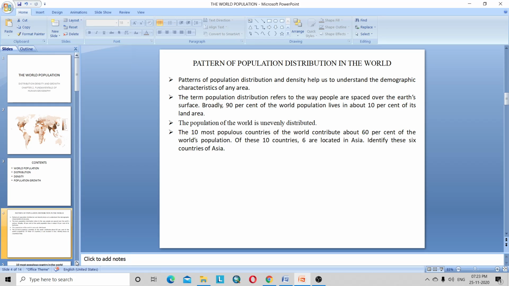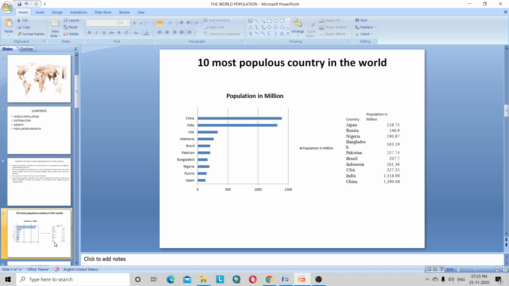Let's see the top 10 countries which have high population. Here the top one is China, followed by India, then USA, Indonesia, Brazil, Pakistan, Bangladesh, Nigeria, Russia and Japan. You can see here that 6 of the countries are from the Asian continent.